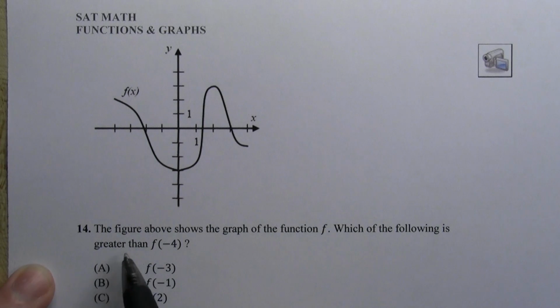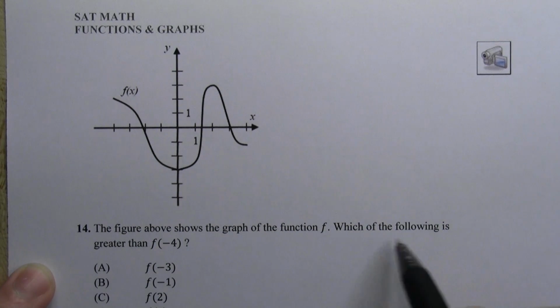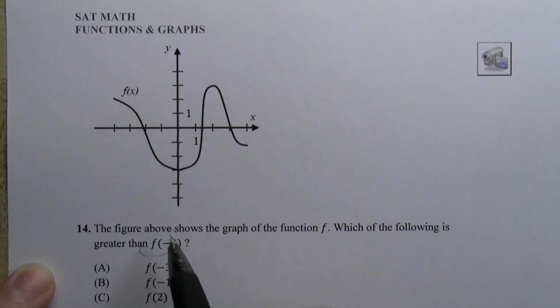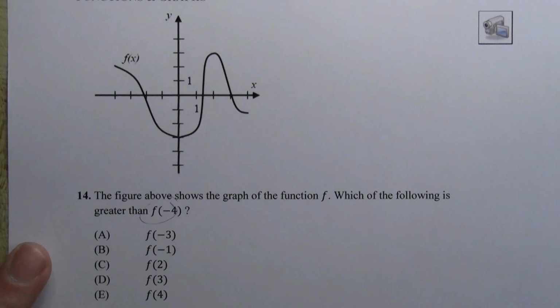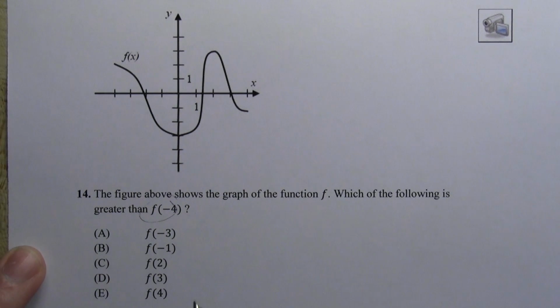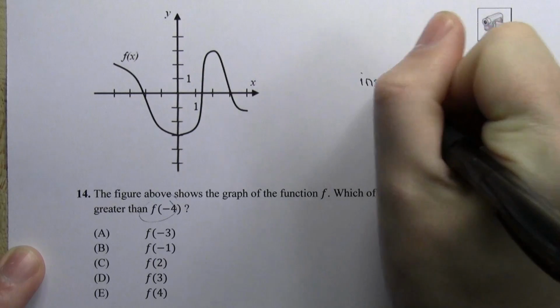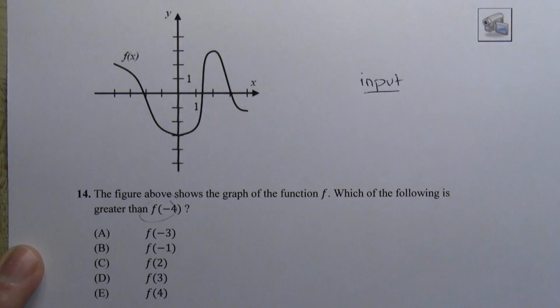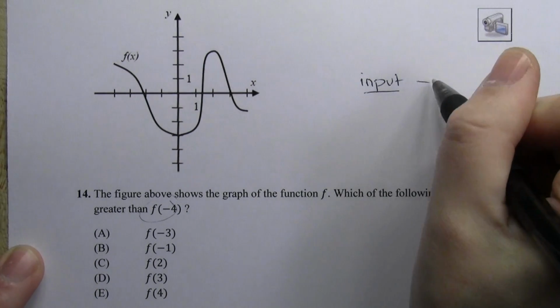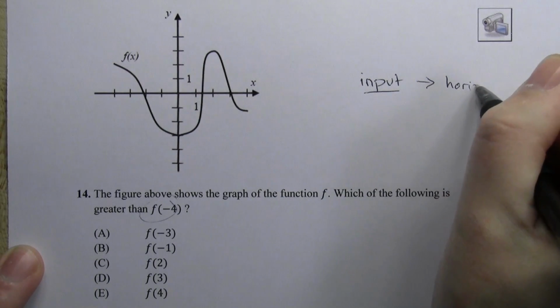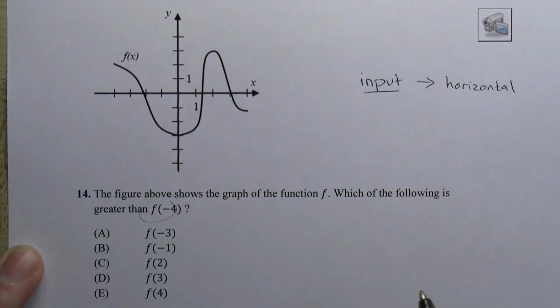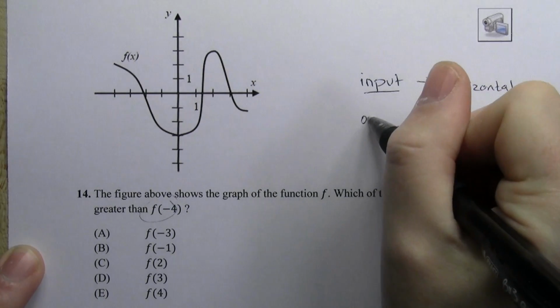So in this question, they say the figure below shows the graph of the function f, which of the following is greater than f of -4? Now, if they say f of -4, that means they're giving you the number that you put into the function. So they're giving us the input. That's important. When we're dealing with a graph, the input corresponds to the horizontal value.